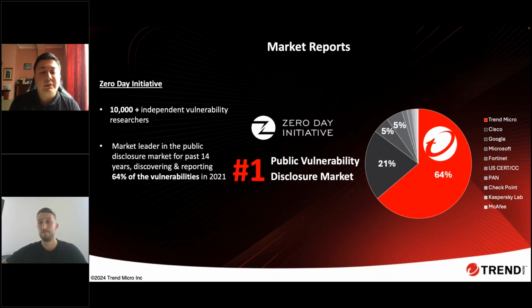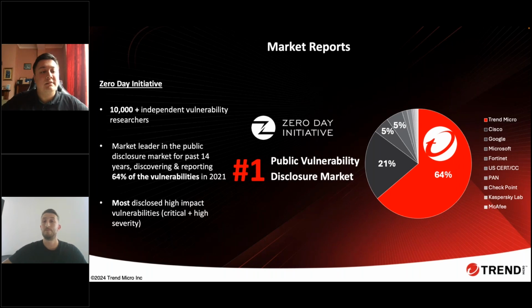And as you can see here, we take up 64%, and we're the number one in this space. This is the most disclosed high impact vulnerabilities, including the critical and also the high severity alerts. This is one of Trend's USPs, and it's really important to know that we invest a lot into research, because we want to make sure we know what's going on, what the trends are, and what threat actors are doing. So we need to look out for our customers and put together all the relevant patches in place to help protect them from the ever evolving threats.